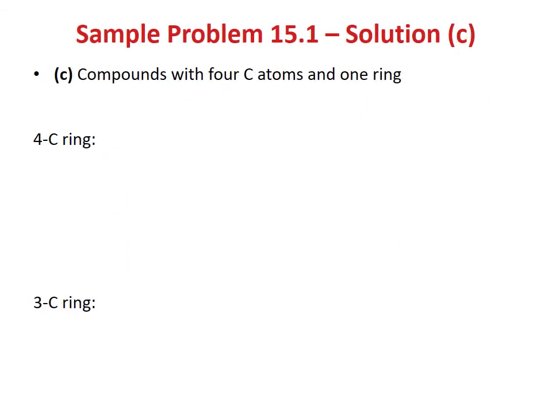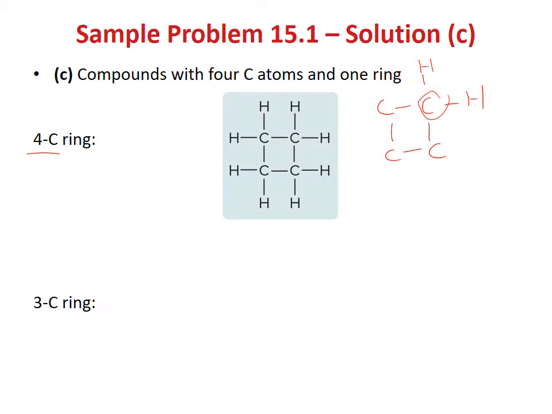Question C, compounds with 4 carbons and 1 ring. Let's start with the longest chain, a 4 carbon ring. So let's draw the carbon skeleton, 4 carbon ring. And then we add hydrogens to it, and each carbon already has 2 bonds, so we need to add 2 hydrogens. So you add 2 hydrogens to all of these 4 carbons. So that's the structure.